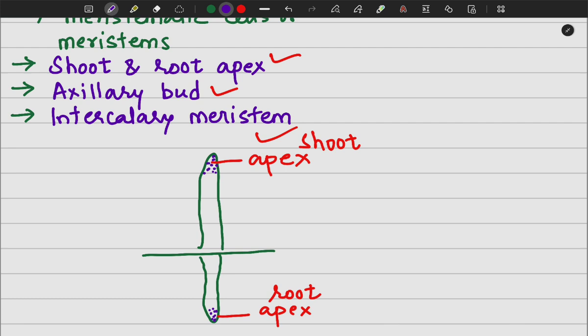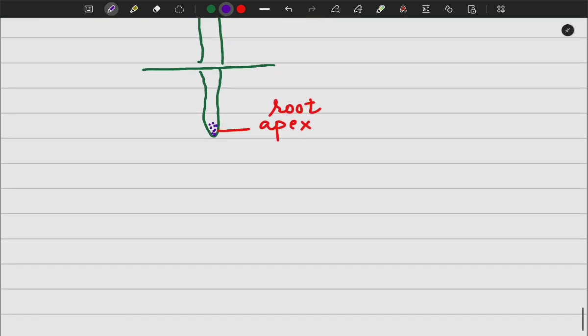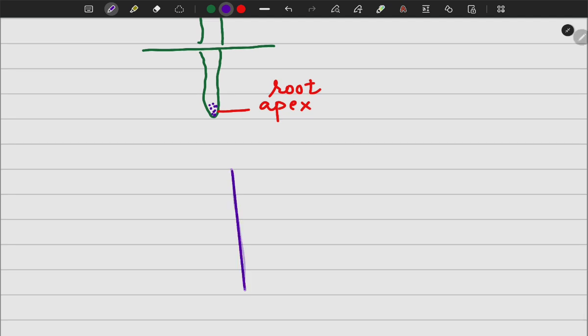Then the other type is the axillary bud meristem. So what is axillary bud meristem? When the branches and the leaves are being formed in the plant, then some of the meristems are left behind at that place, and those meristems give rise to that axillary bud. So if you remember, when we studied about the axillary bud, if this is the stem and this is the leaf, then this angular position is called axil, and a bud is found here which is called axillary bud, right?